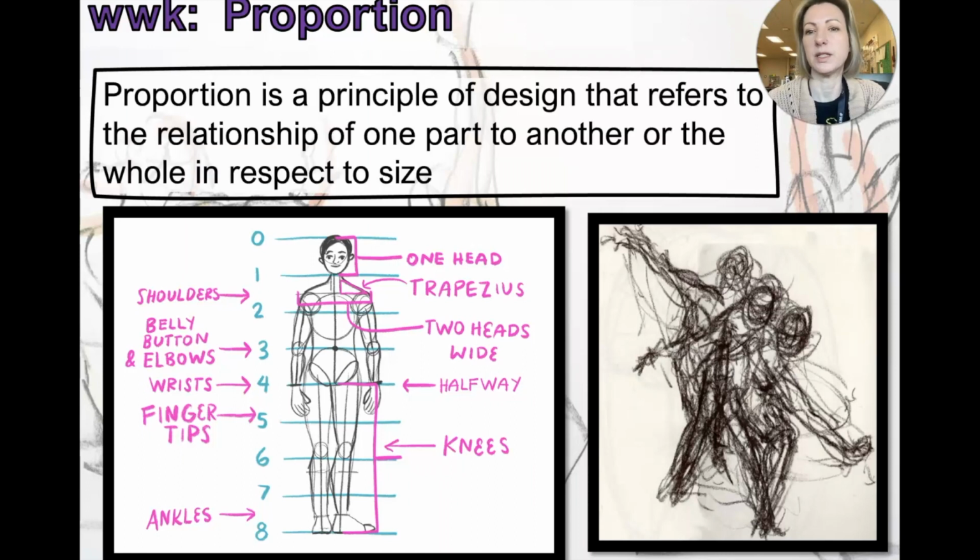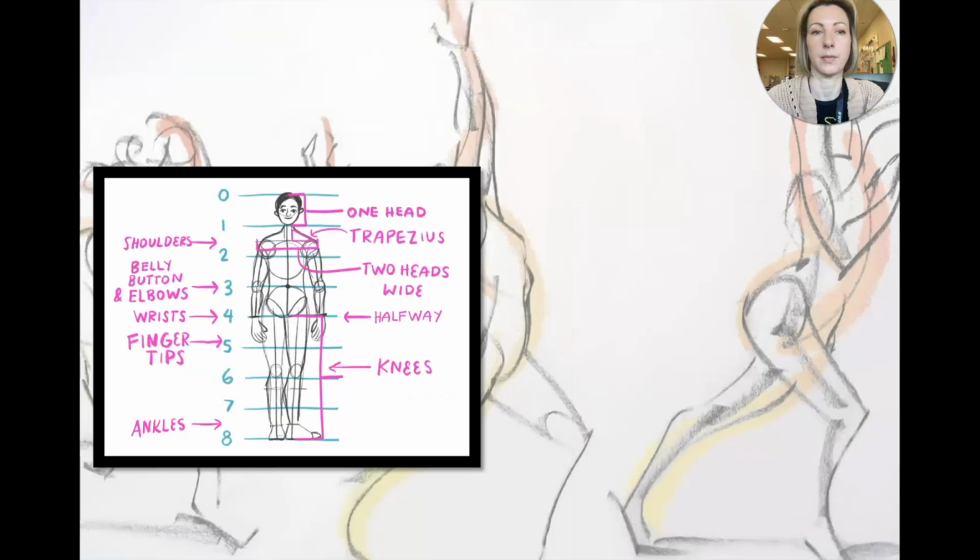Proportion is a principle of design that refers to the relationship of one part to another or the whole in respect to size. So this could be about anything in art. So the size of a rabbit to, I don't know, a horse in your drawing, or one building to another. But for us, we're going to be talking specifically about the figure.